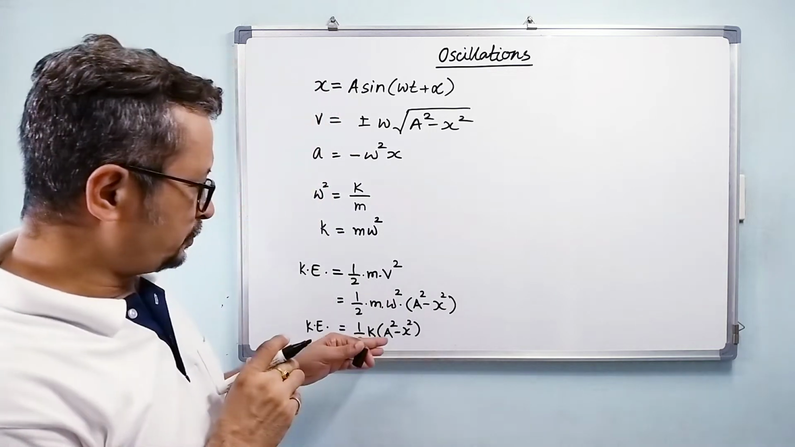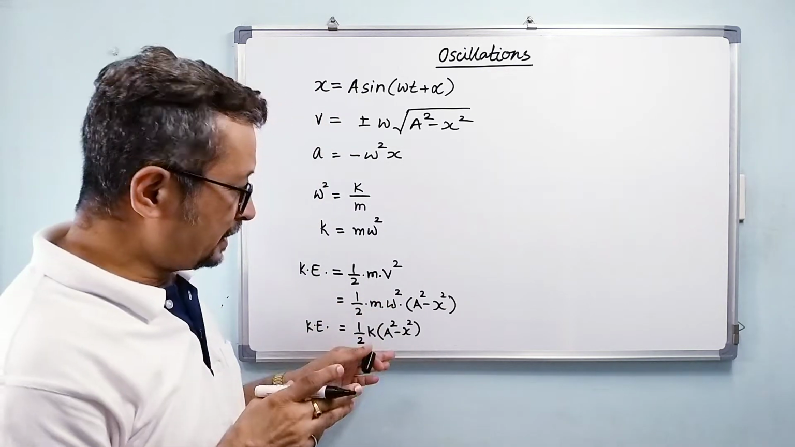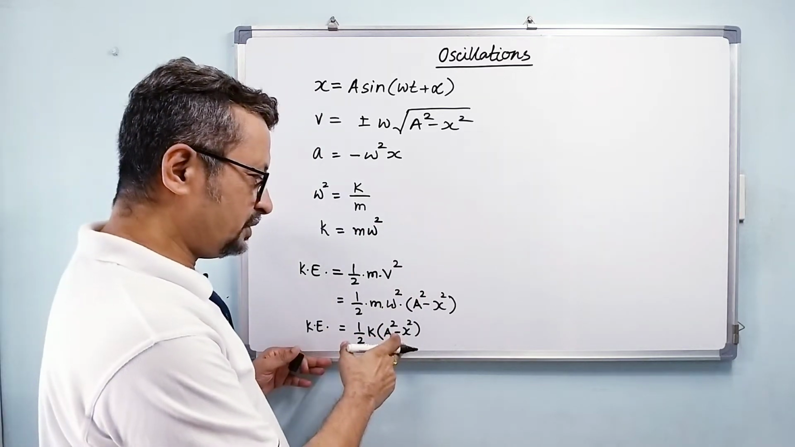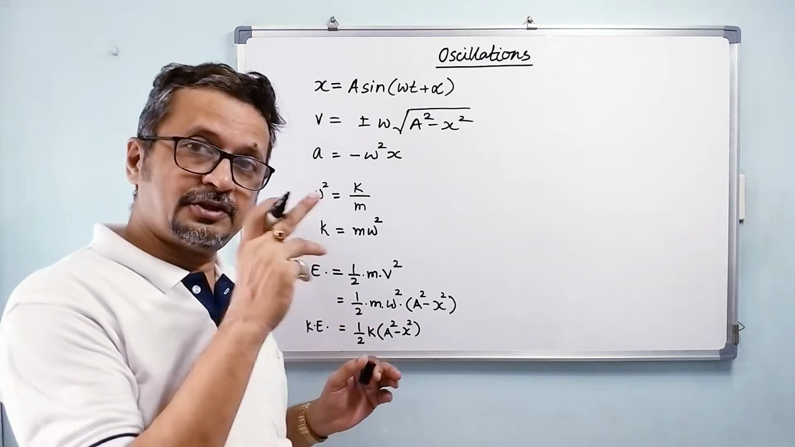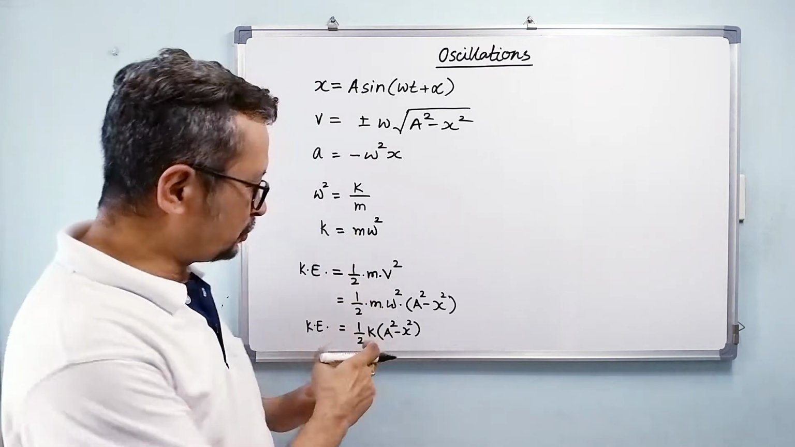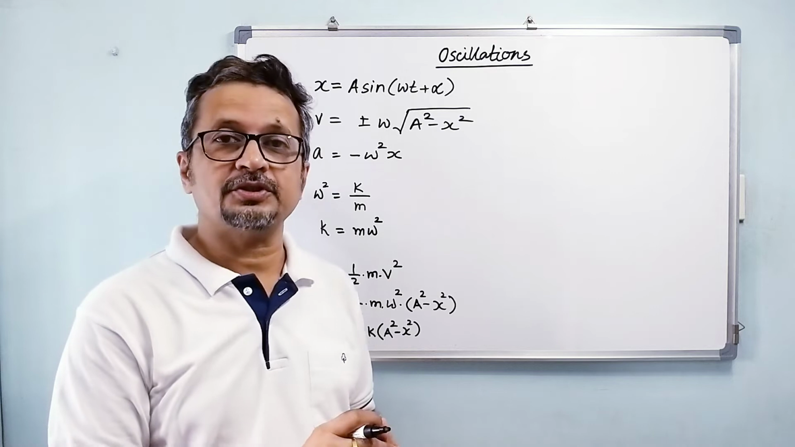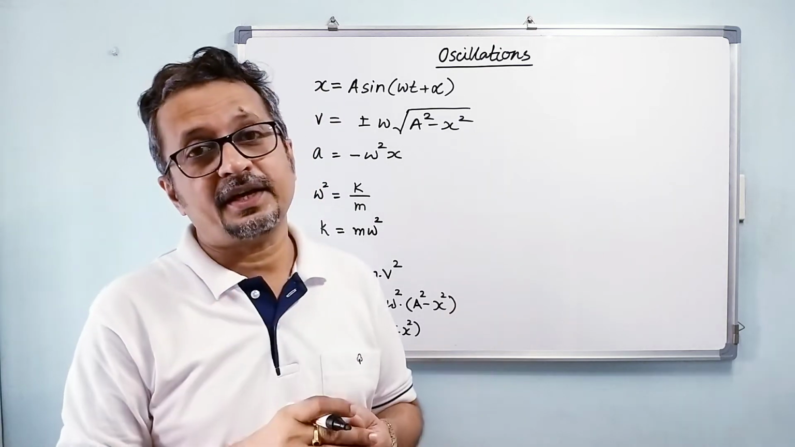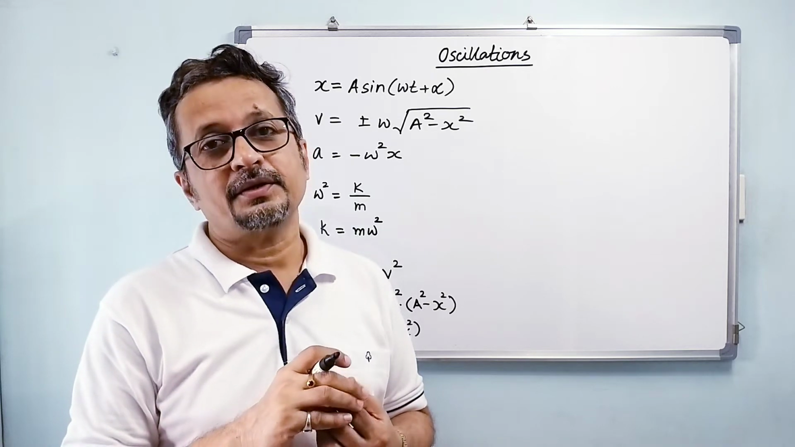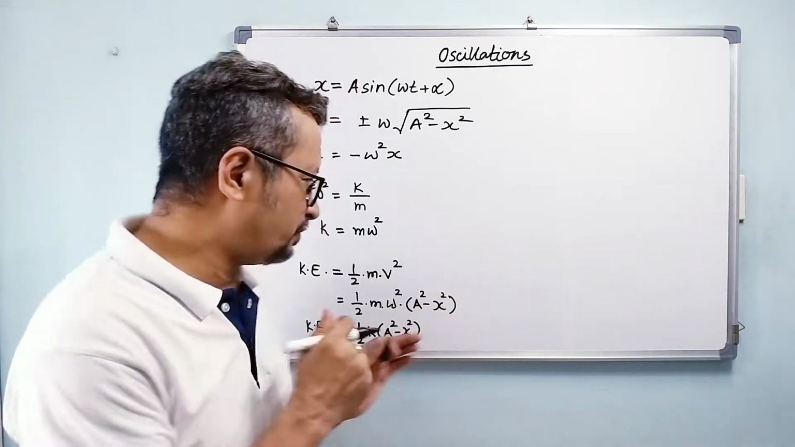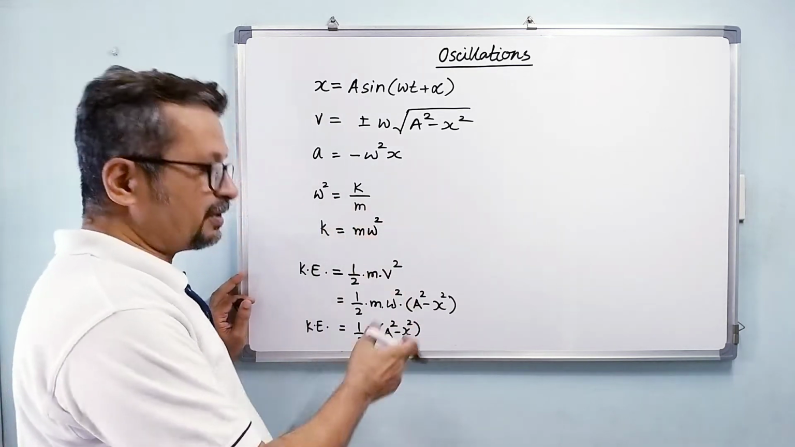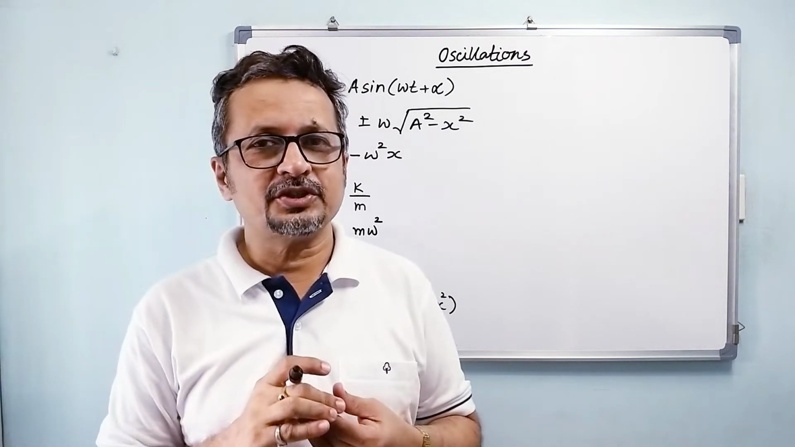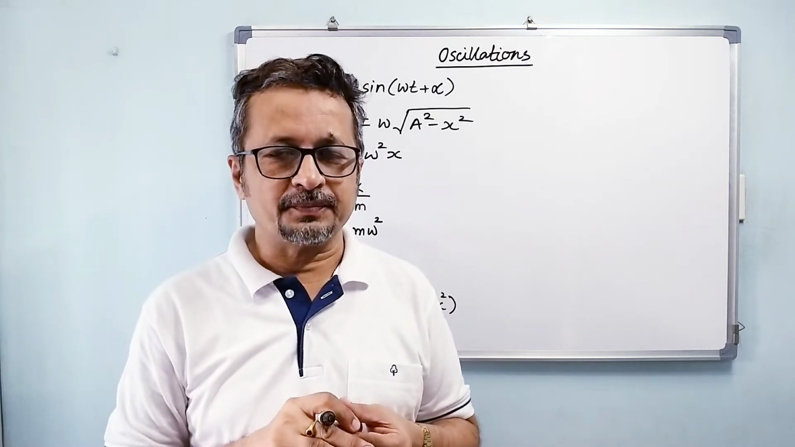Now you'll be able to visualize very clearly that when the particle is at mean position, my x, the displacement from the mean position, is 0. So my kinetic energy at mean position is going to be equal to half k A². But when I am at the extreme position where my displacement is equal to amplitude, so x is going to be equal to A, so A² − x² is going to be equal to 0, and then kinetic energy at extreme position is going to be equal to 0, isn't it?